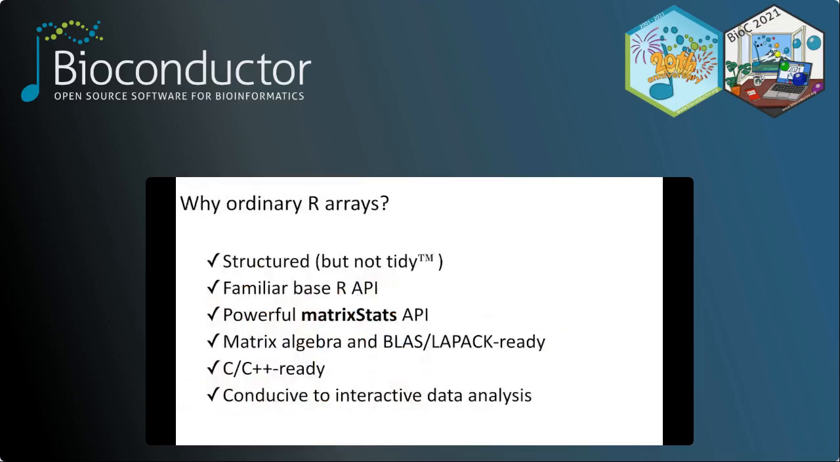Ordinary R arrays are structured. For Bioconductor, rows are features and columns are samples. It has a familiar base API by the R software that can be extended by packages such as matrixStats. Matrices support matrix algebra and are compatible with BLAS and LAPACK, and they are C and C++ accessible, so you can write algorithms that work in these languages when necessary. And overall, they are quite conducive to interactive data analysis.